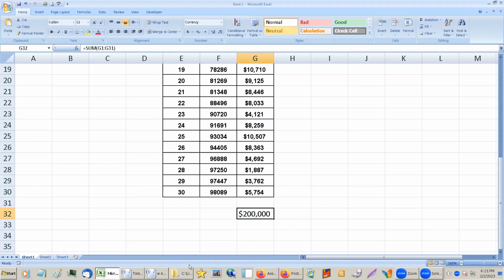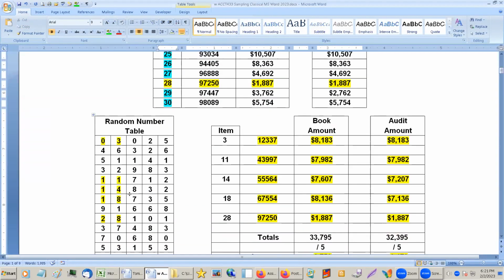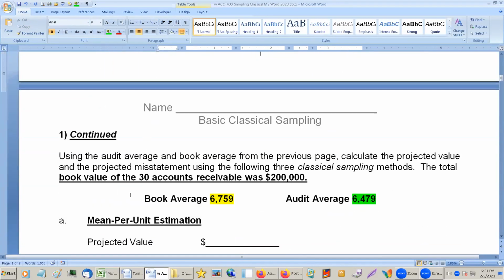So this is what the client says, this is the book value, and this comes from the client. This is what the client says that their accounts receivable are worth. And as auditors, we have to go in and say, okay, let's see how you got that. We'll see how that $200,000 holds up.